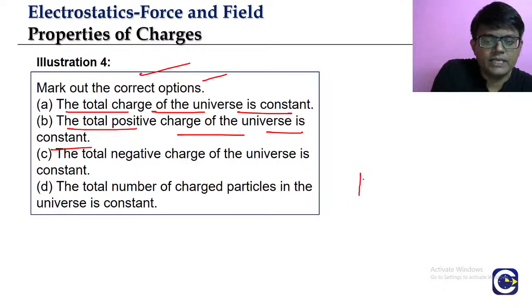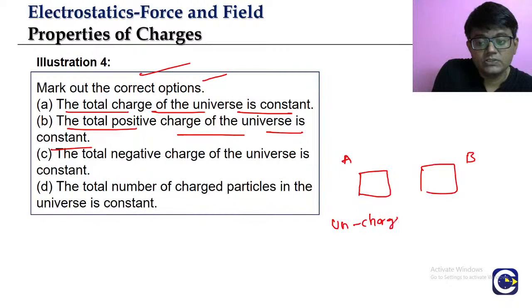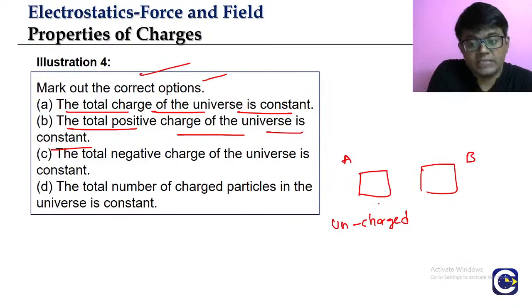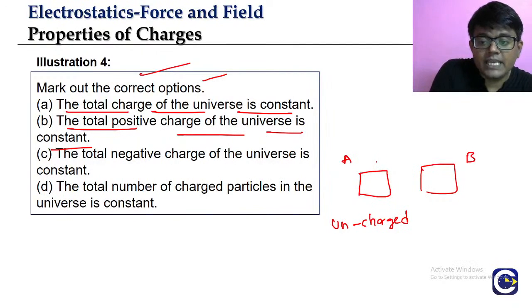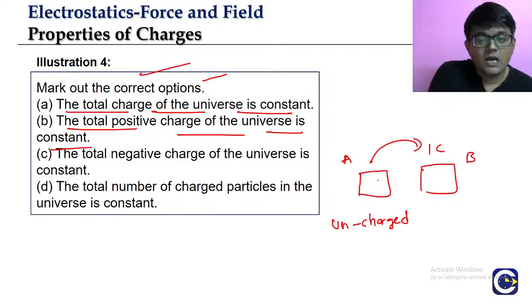We'll take one very simple example. Our object A and our object B. Let us assume that initially both of them are uncharged. Now from object A, we will give 1 coulomb of charge to object B. Then what will be the charges on A and B, because we have taken the charge out? Negative for A. So it will be minus 1 coulomb and plus 1 coulomb. So initially they both are uncharged.